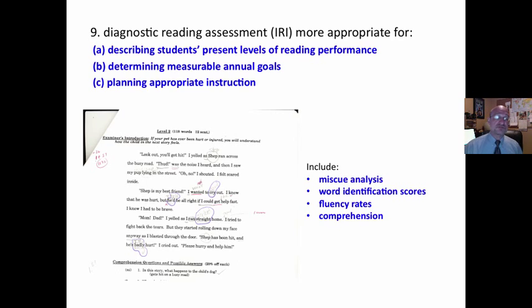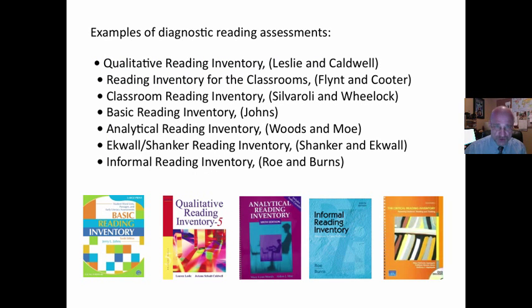These are more appropriate for describing students' present level of reading performance because it's based on a more authentic reading situation. For determining measurable annual goals and planning instruction. A diagnostic reading assessment usually includes a miscue analysis, word identification scores, fluency rates, and comprehension.